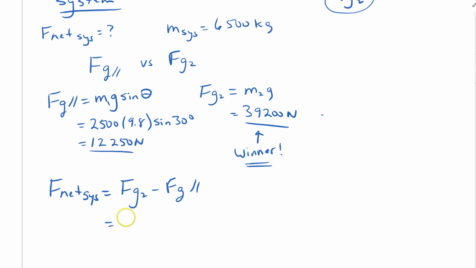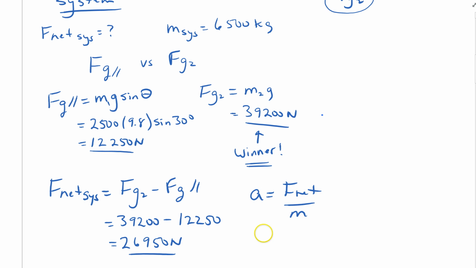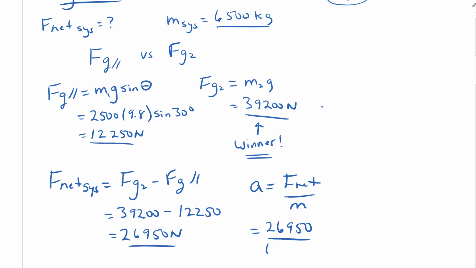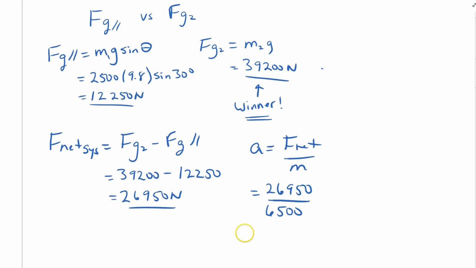So we already have our numbers down here, so it'll be 39,200 minus 12,250, which gives us a net force of 26,950 newtons. And our acceleration, again, it was F net over mass, so that would be 26,950 divided by the mass of the system, which was 6,500. And we get an answer of 4.15. And I think there's maybe some more decimals in there. I can't quite remember.